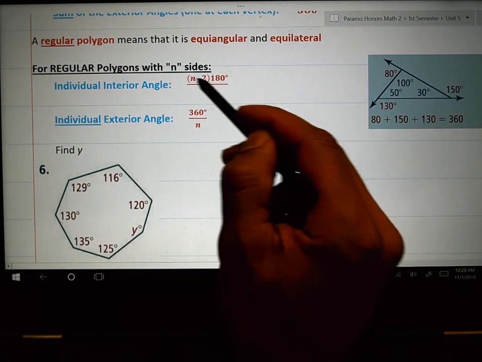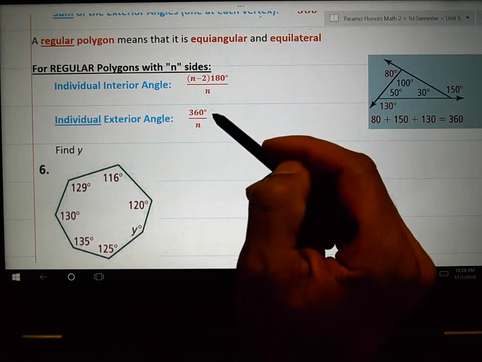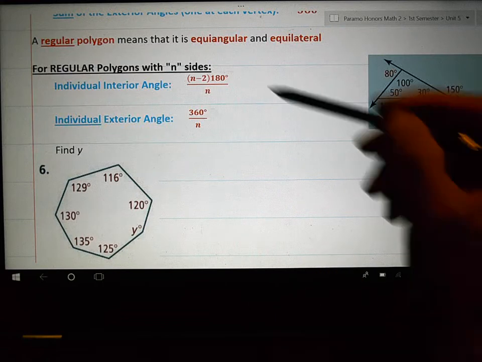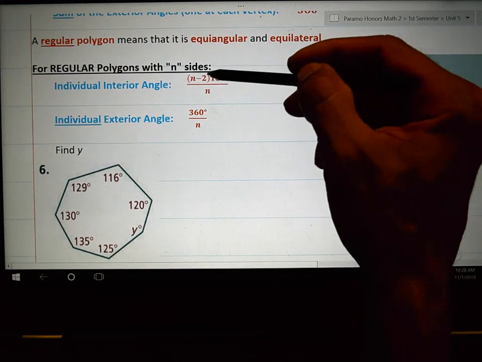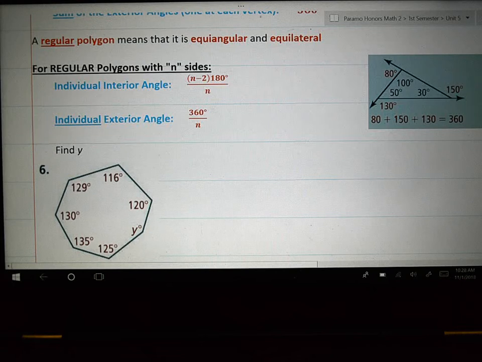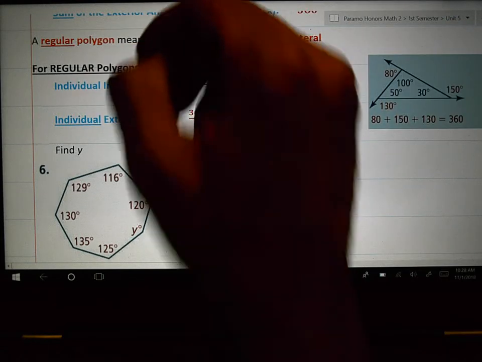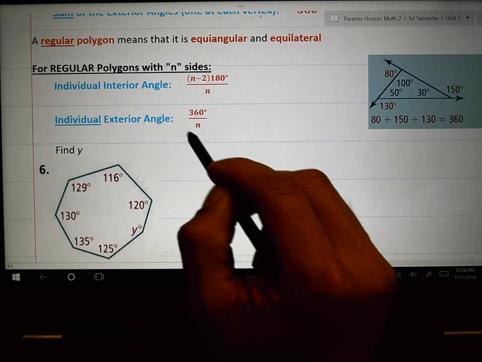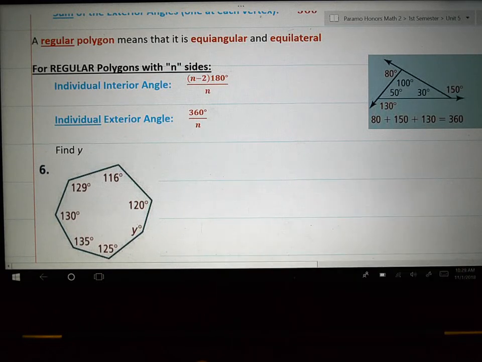Anyhow, for regular polygons, if I want to know what one individual interior angle is, I take that sum formula and divide by however many sides you have. So if I think about a hexagon, if I want to know what one of those angles is, I just take the formula for the sum of the hexagon and divide by 6 sides to know what an individual interior angle is. For exterior angles, since the sum is 360, you divide by however many sides you have.